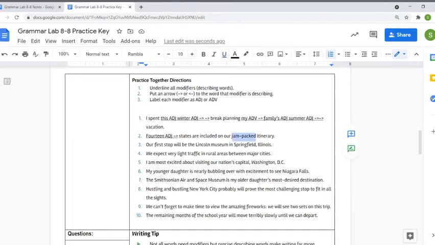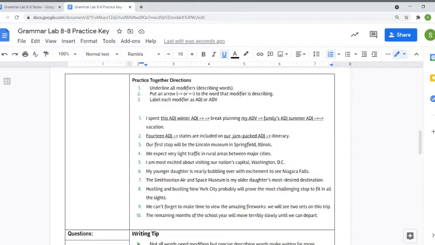Jam-packed. Fun fact, when you have words that are hyphenated, you can treat them like they're one word. So jam-packed. What's jam-packed? The itinerary. Okay? Itinerary. That's a thing. So it's a noun, which makes jam-packed an adjective. Is there anything else describing itinerary? Yeah. Our. The possessive pronouns. Easily forgot, but it's definitely the case. It's not our jam-packed, it's our itinerary.